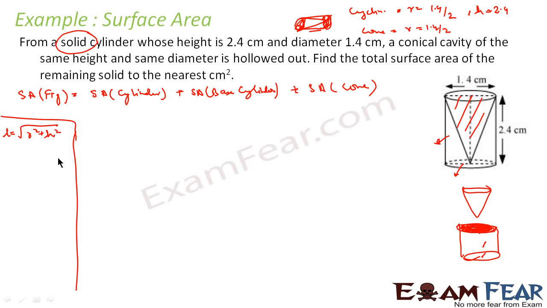So this will be root of R, which is 1.4 by 2, that is 0.7, square, plus H, which is 2.4, square. This becomes root of 0.49 plus 5.76. So this becomes root of 6.25.